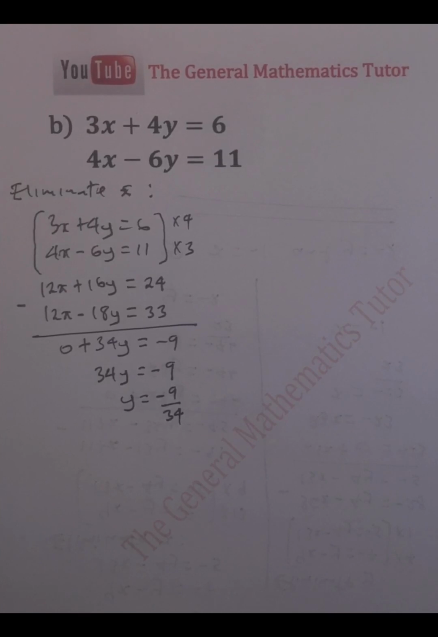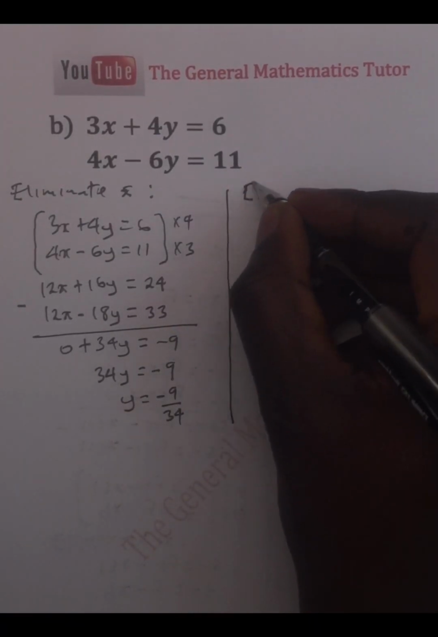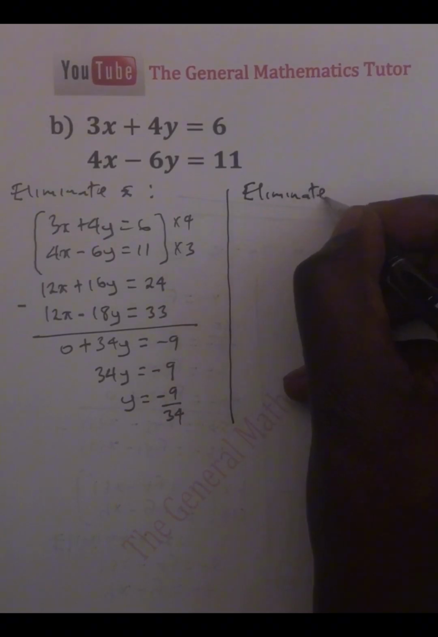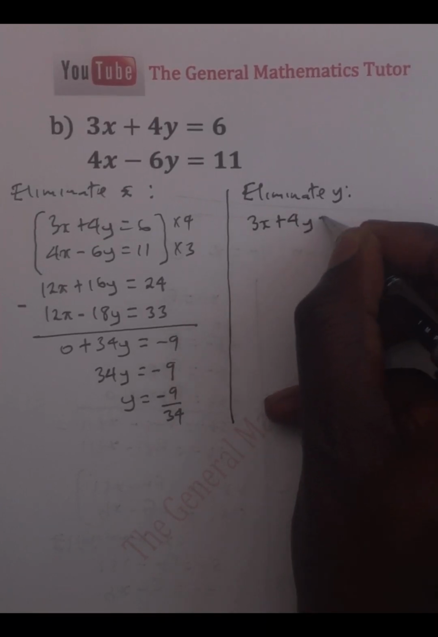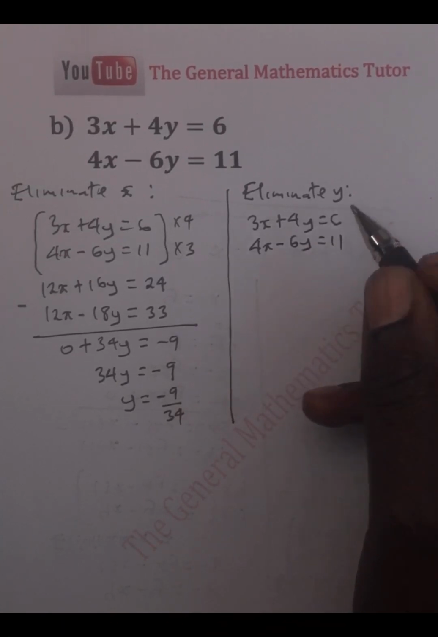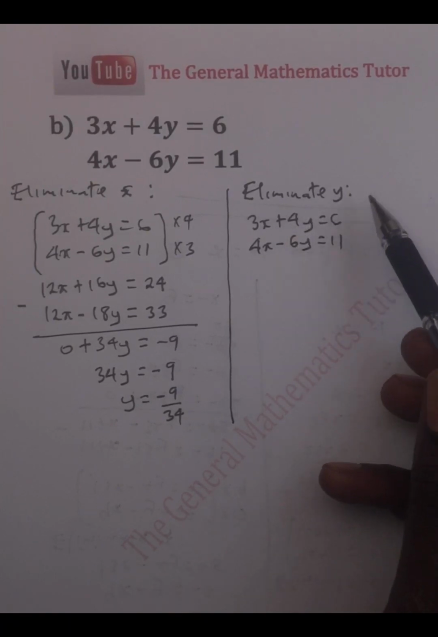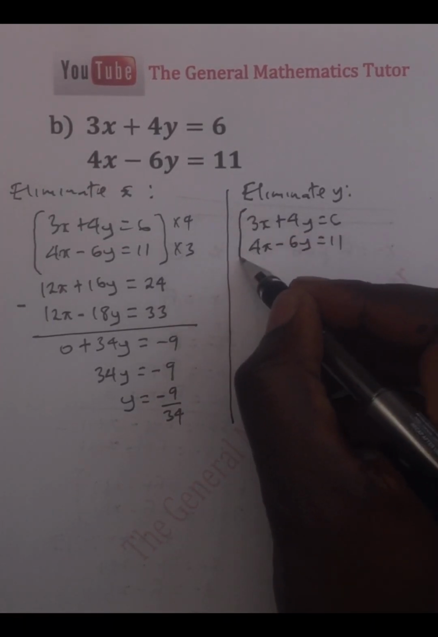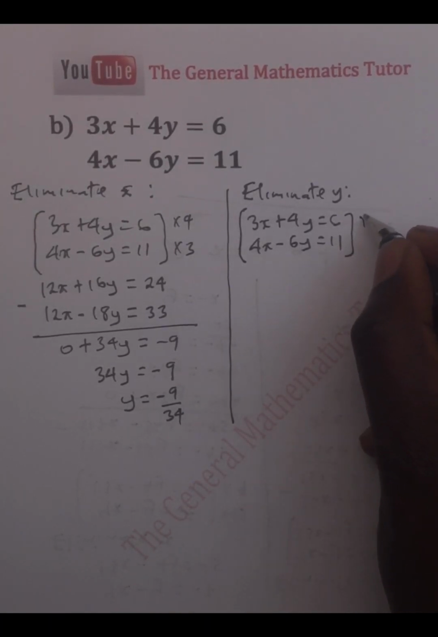Then now we can eliminate y to get x. So let us eliminate y. So we have the equation 3x plus 4y is equal to 6 and 4x minus 6y is equal to 11. So for us to be able to eliminate y, we'll have to make the coefficients of y the same for the two equations. So we can do that by cross multiplying by the coefficients of y that we have. So we'll multiply the first equation by 6 and the second equation by 4.